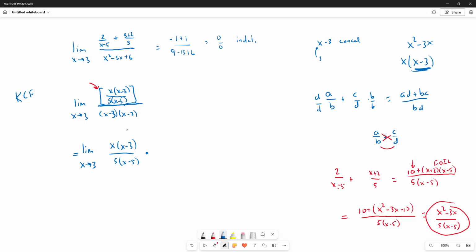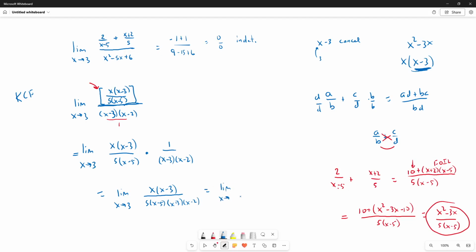And then flip means flip the denominator. Now the denominator doesn't look like a fraction, but technically we could put it over 1, and then flipping it means that it will become 1 over x minus 3 times x minus 2. And now we multiply these together, and to multiply fractions, you just multiply straight across. So x times x minus 3 times 1 divided by 5 times x minus 5 times x minus 3 times x minus 2.